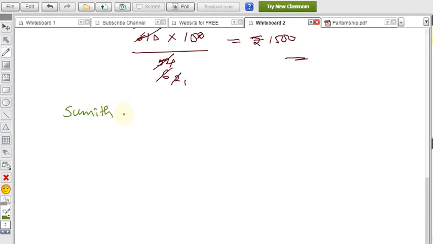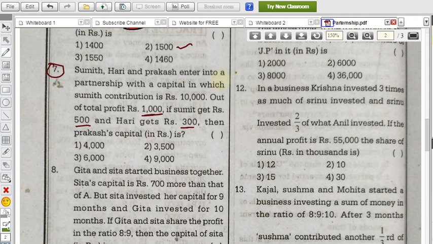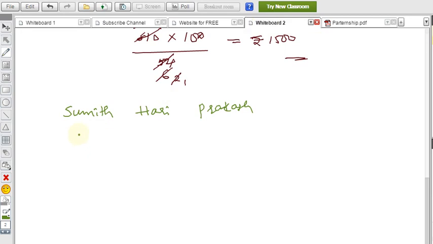So Sumit, Hari and Prakash. Now let us calculate the ratio of each individually. Sumit gets 500, Hari gets 300. So 500 and 300, because 1000 is the total profit, Prakash must be 200.